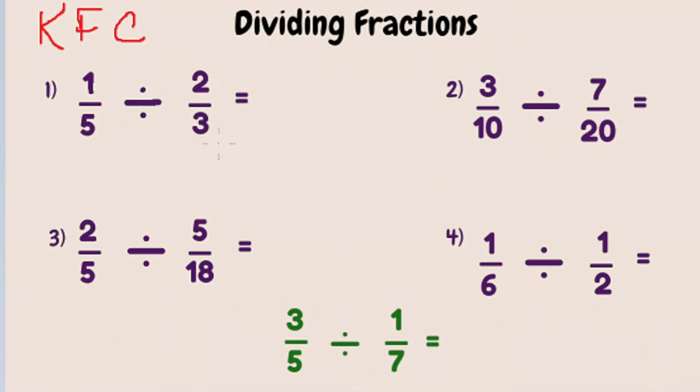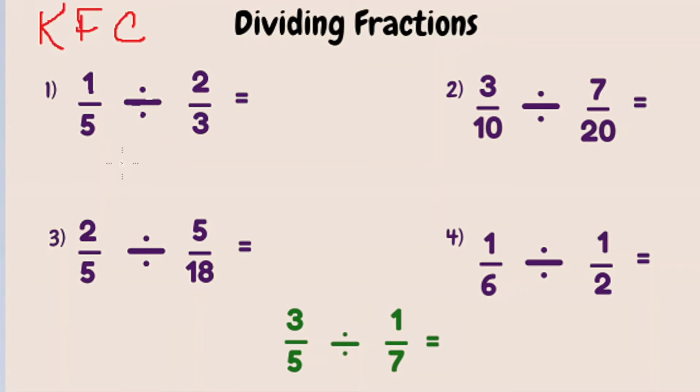So what we're going to do is we're going to keep the first fraction the same. We're going to flip the second fraction to its reciprocal, and then we're going to change the sign to multiply. So let's walk through these four examples here.